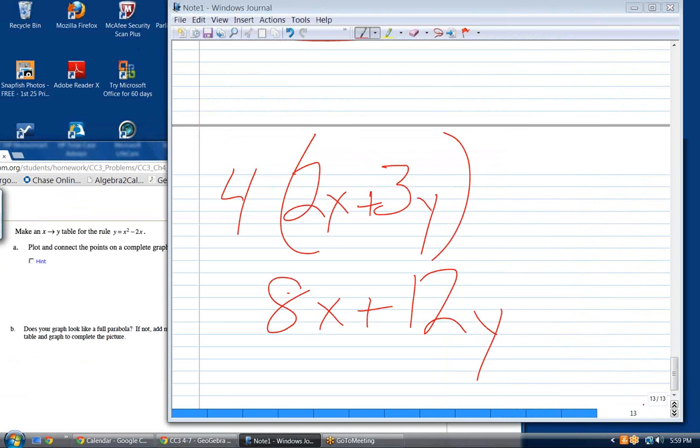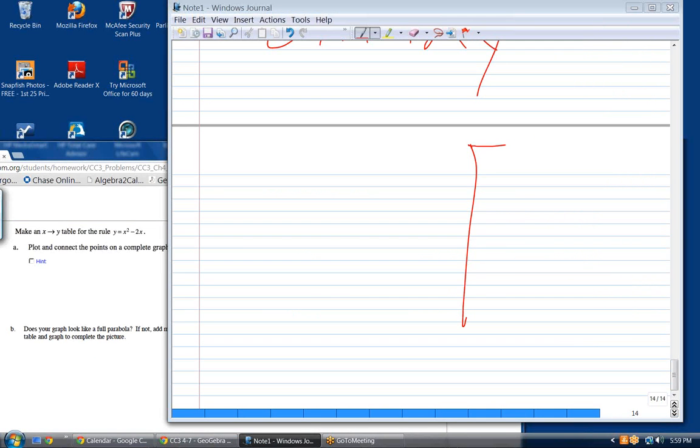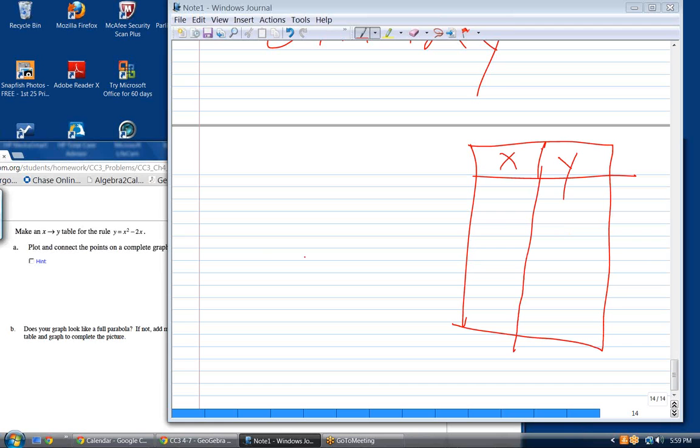Alright. Make an XY table. When x equals 0, what is y equal to? No, plug in 0 for x, and what do you get for y? 0. Okay, when x is equal to 1, what is y equal to? Is it 2? What's 1 squared? 1.